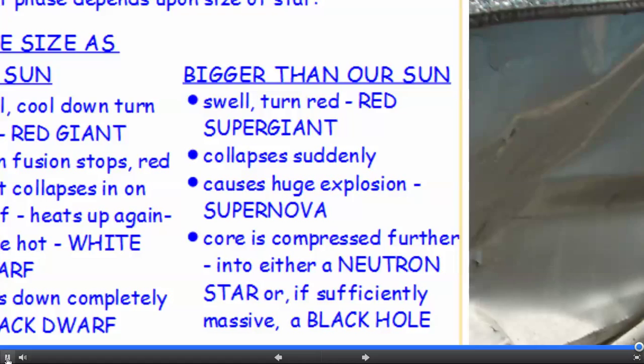If the star is bigger than our Sun, it'll swell and turn red when it's known as a red supergiant. And then they'll collapse suddenly, and this causes a huge explosion known as a supernova. The core of the star will be compressed further. It will either turn into a neutron star, or if it's sufficiently massive, it'll become a black hole.